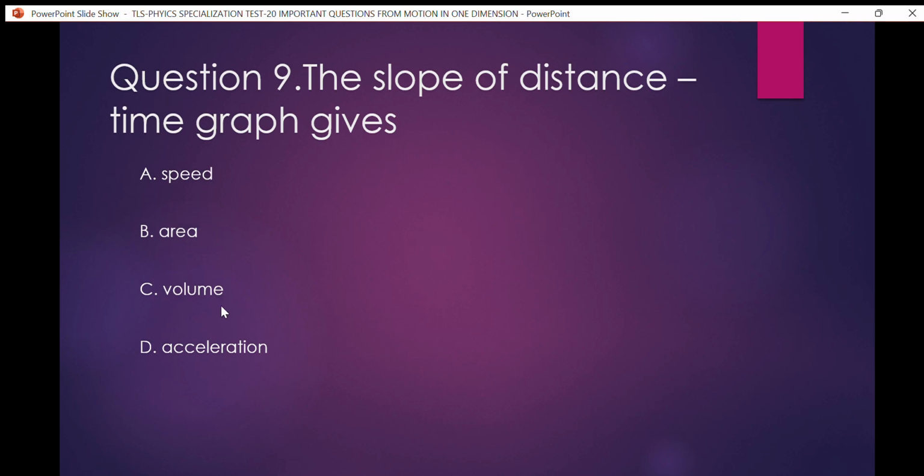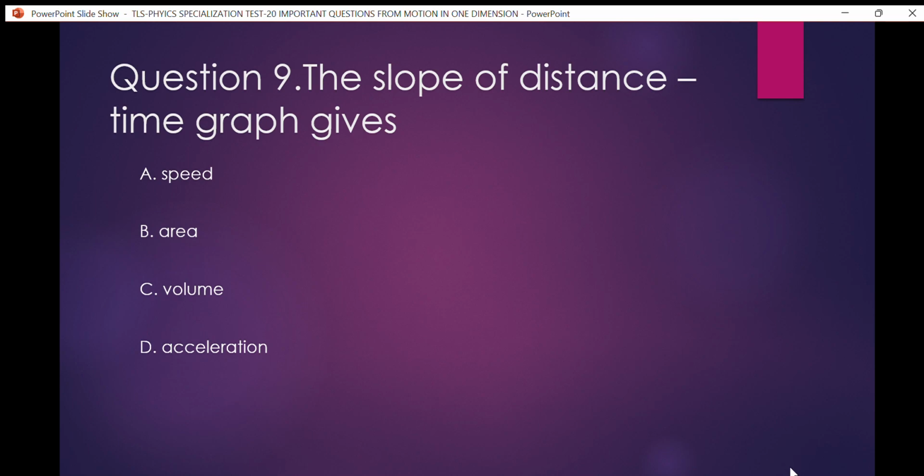speed, area, volume, acceleration. All of you know it's a simple question. All of you know the basic formula: distance by time is nothing but speed. So the right option is option A, speed, not area, not volume, not acceleration. So the slope of distance time graph is nothing but speed.